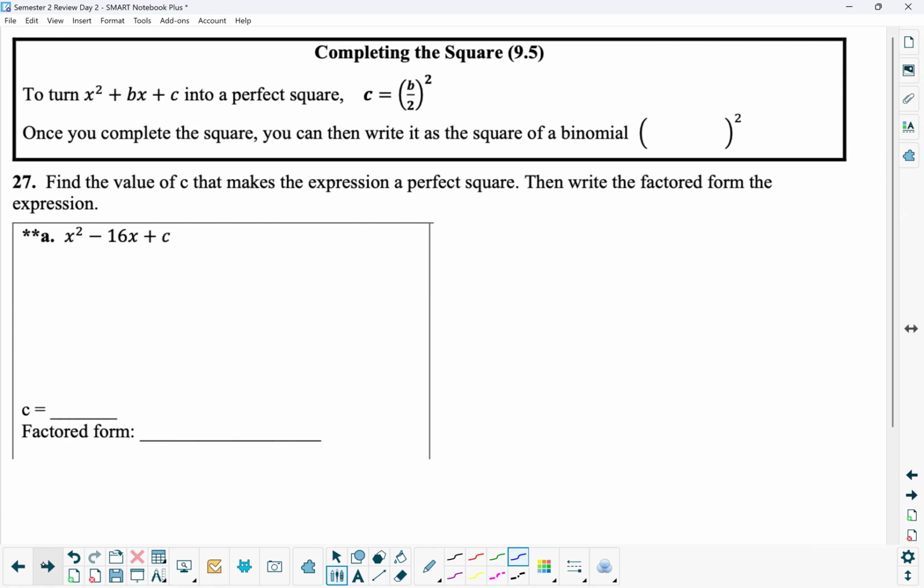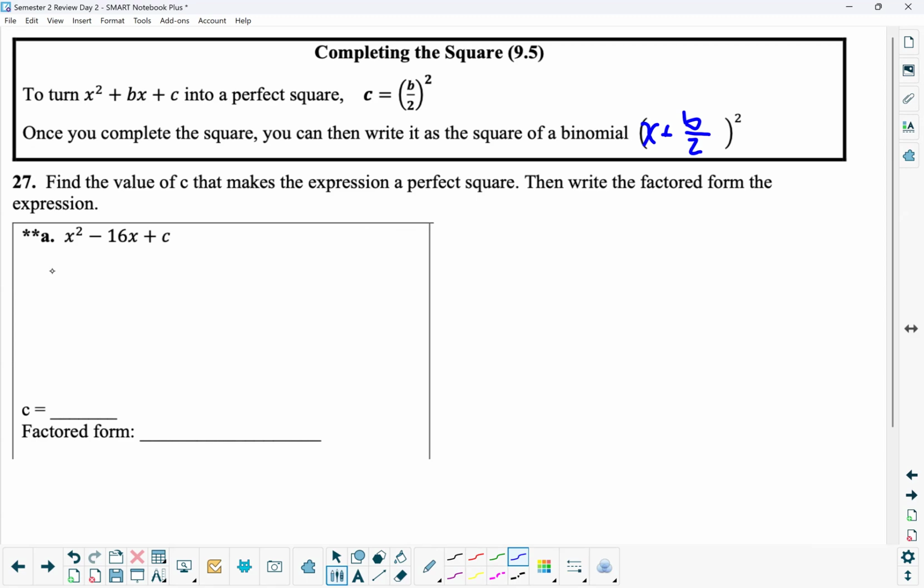Then from there, we went to completing the square. To turn an expression x squared plus bx plus c into a perfect square, c has to be b divided by 2 squared. Once you complete the square, you can write it as the square of a binomial, x plus b divided by 2. So let's take a look. Find the value for c that makes the expression a perfect square, then write the factored form.